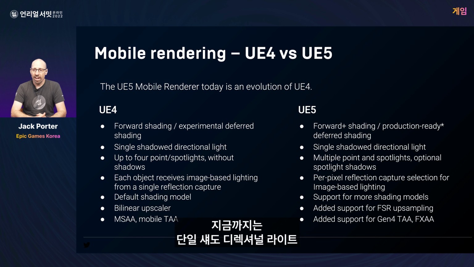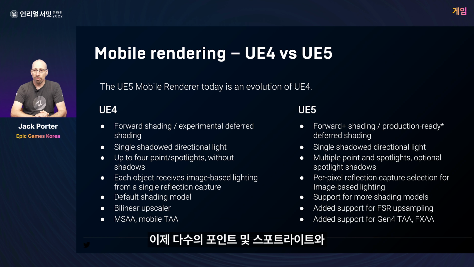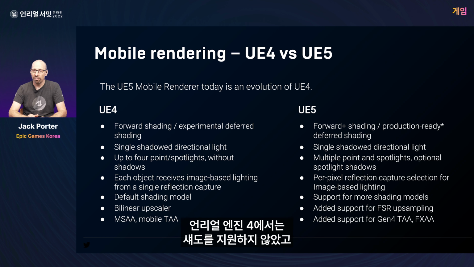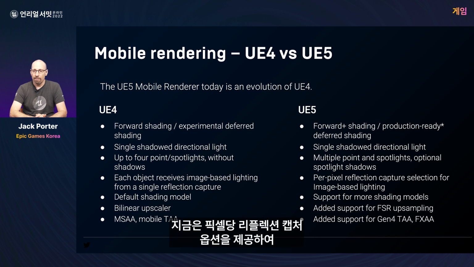We still only support a single shadowed directional light, typically the sunlight when you're outside. We support multiple point and spotlights with optional spotlight shadows. In UE4, we didn't support shadows and we had a limit of 4 lights per object. We have per pixel reflection capture selection, which improves image-based lighting quality.